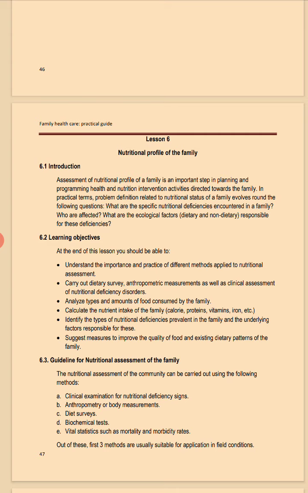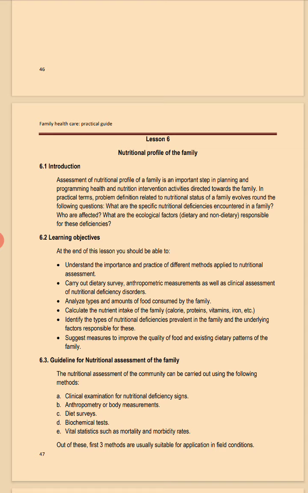Now, why will you assess the nutrition? The nutritional profile of a family is an important step in planning and programming health and nutrition intervention activities directed towards the family. So we want to know what the nutritional deficiencies in the family are, who are affected, and what the factors responsible for the deficiencies are.